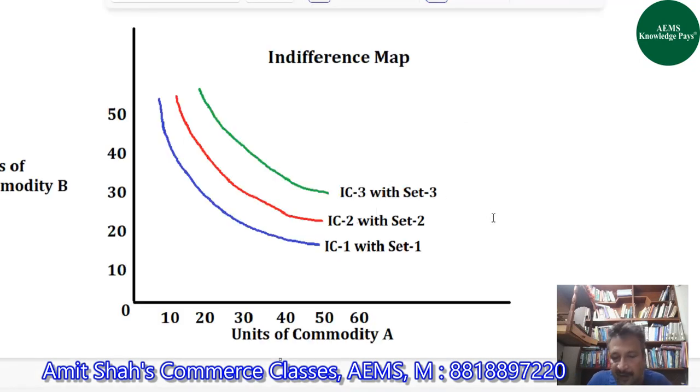Guys, here we have three ICs, that is three indifference curves, IC1, IC2, and IC3 with set 1, 2, and 3 respectively.